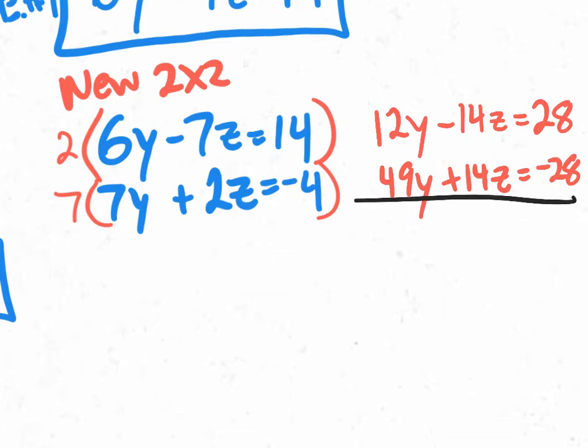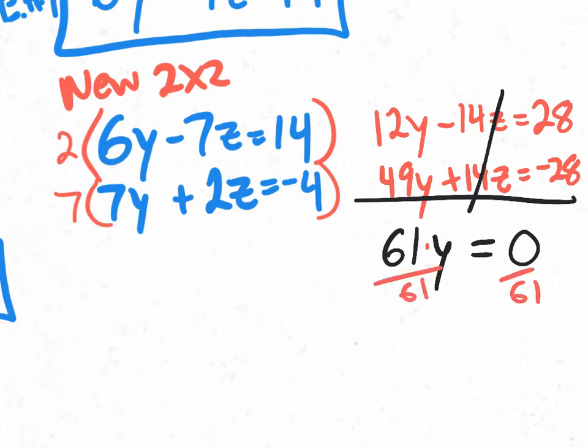So when we combine the lines, yeah, the z's, we wanted them to cancel. 12 plus 49 is 61y. And it equals 28 take away 28, which is 0. That's actually a good thing, because to get rid of the 61 in front of the y, let's divide by 61, divide by 61, and 0 divided by any number is still 0. So the y answer is 0. And that's not impossible. That's a number, right? Y equals 0. So that's an actual part of the answer.